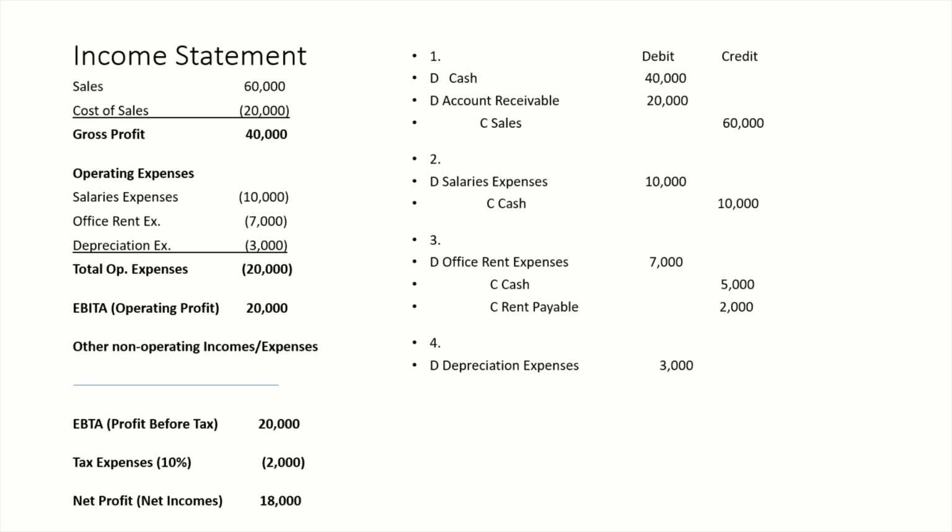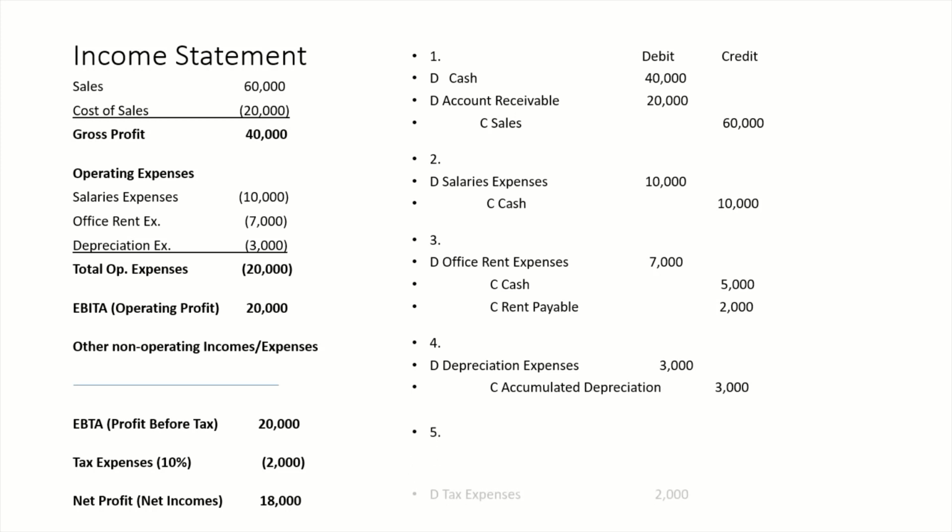Then we have depreciation expenses for 3,000 euros by debiting them, and we credited accumulated depreciation for 3,000 euros. Depreciation is a non-cash expense, but we are going to explain it when we are going to talk about depreciation in the future videos.